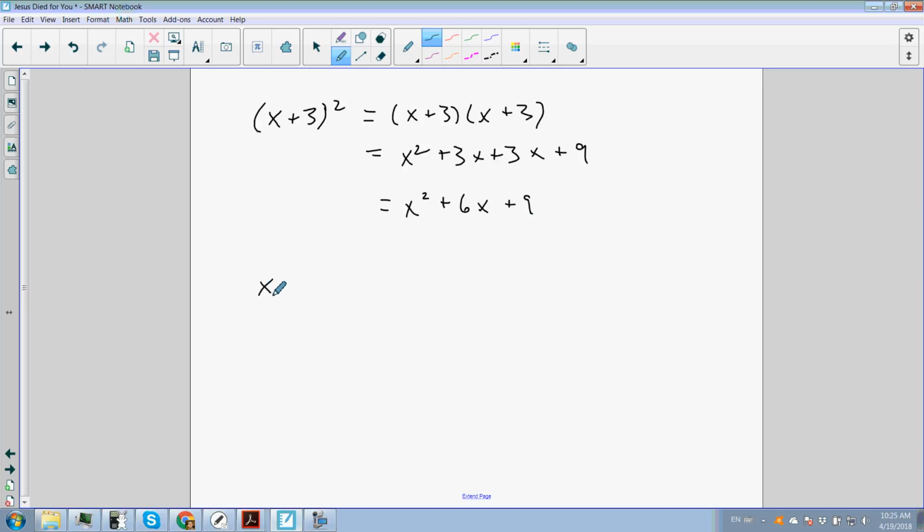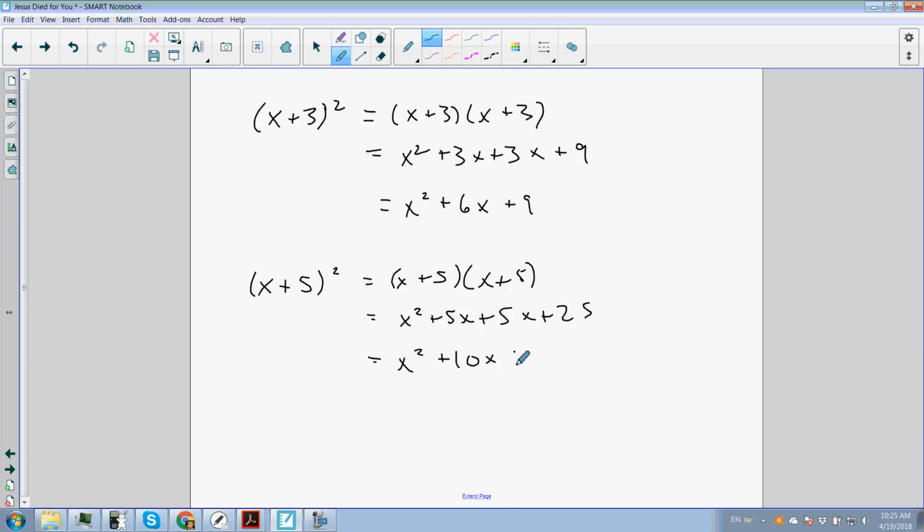Let's do another one. X plus 5 squared. That's x plus 5 times x plus 5. So we've got x squared plus 5x plus 5x plus 25. In other words, we got x squared plus 10x plus 25.